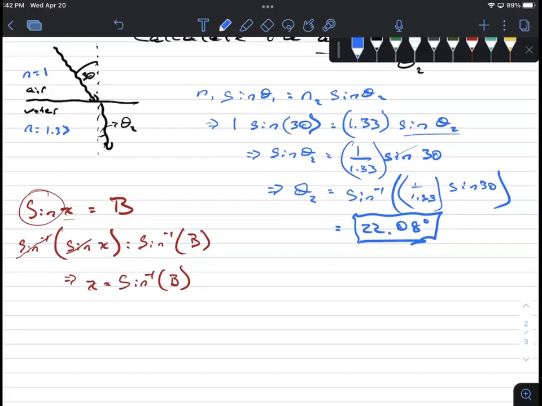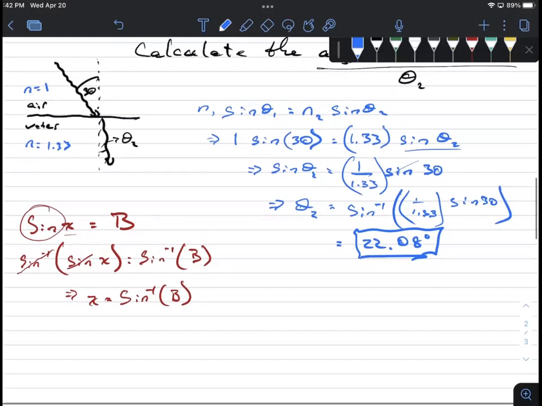Okay, so that's a little rule just to keep in your mind so that when you get this answer, you just check it really quick. Does it make sense? Did it get smaller or bigger? Here, we went from less dense air to more dense water. I expect the angle should get smaller, and indeed it got smaller. So it seems okay. Any questions about this example?